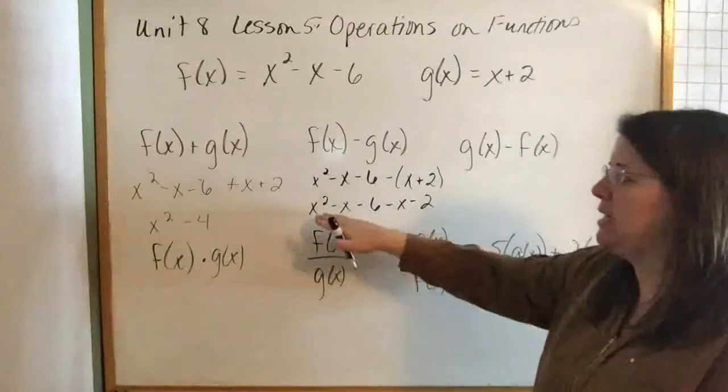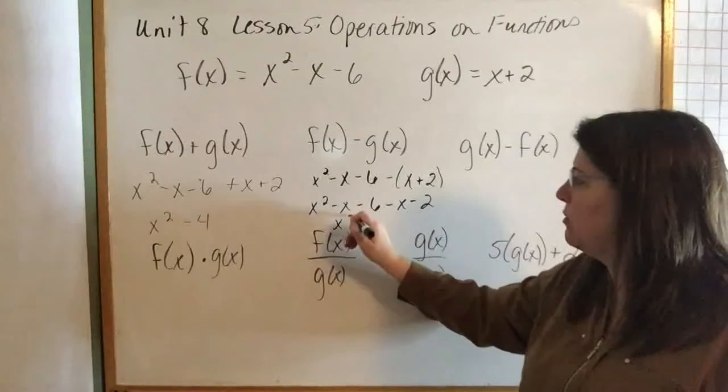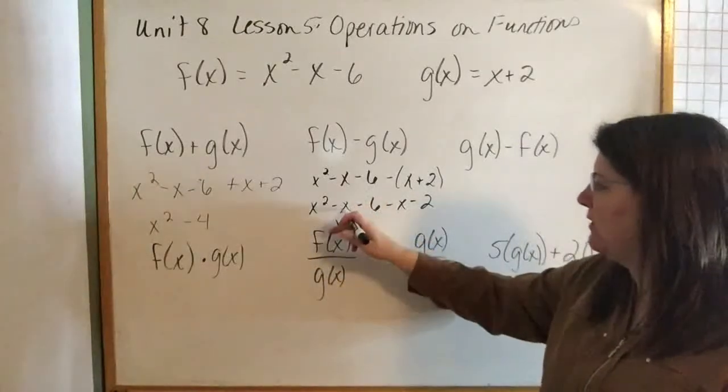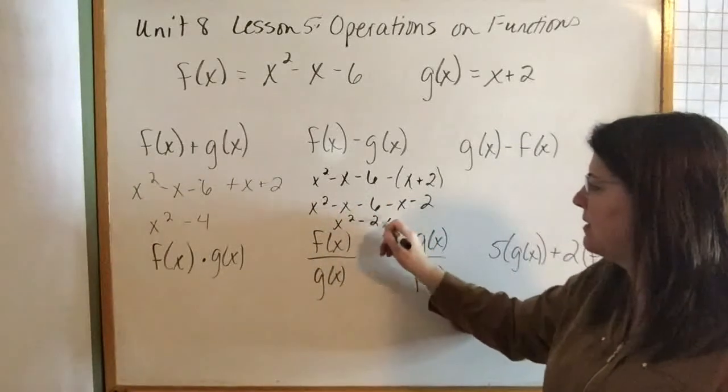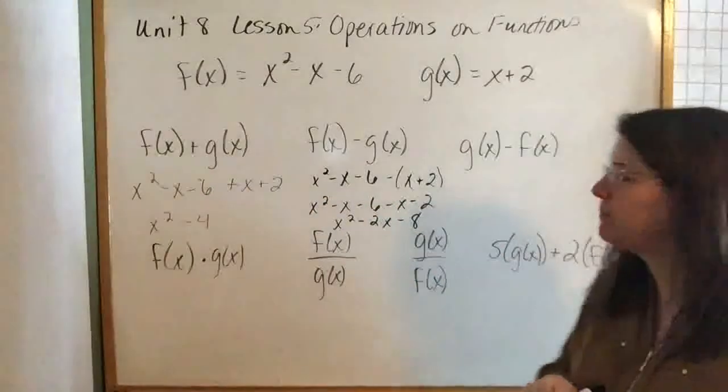Now, I don't need to do this step. I could go straight from here to the answer. x squared doesn't have any like terms, so I've got x squared. Negative x minus x is negative 2x, and negative 6 minus 2 is negative 8 for my answer.